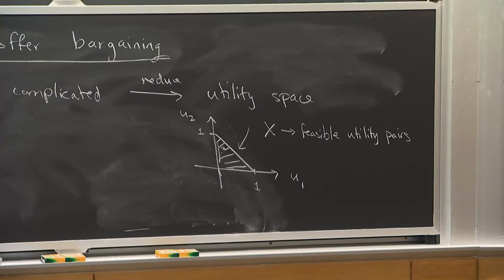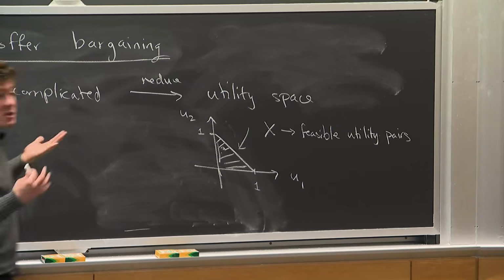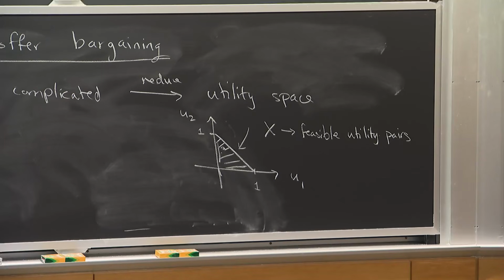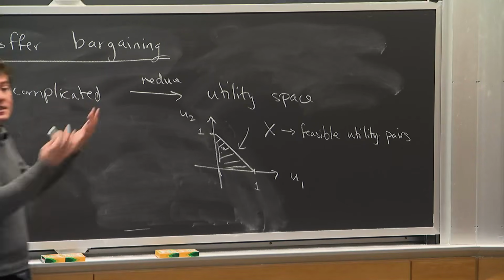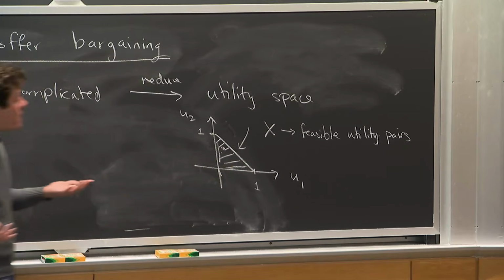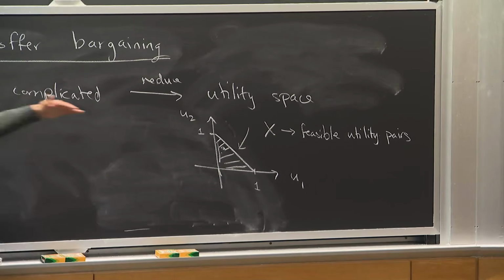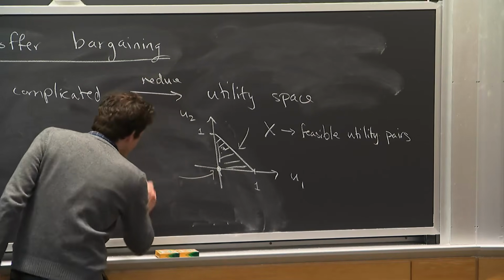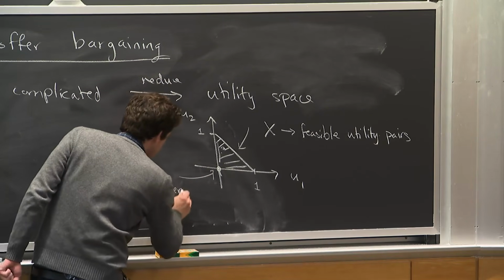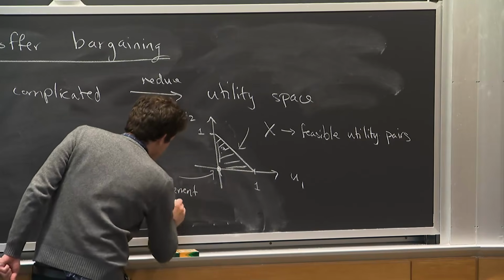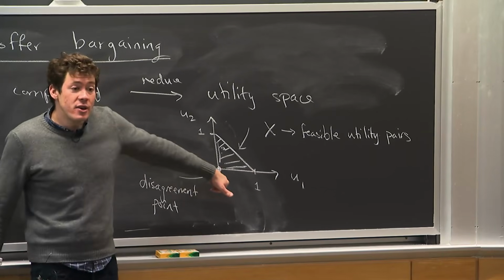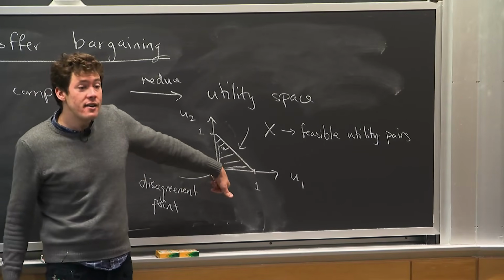And then the one more thing we have to specify, well, negotiations can always break down. So we have to say what happens if negotiations break down and we don't reach an agreement. If we don't reach an agreement, maybe we revert to the status quo. We have some disagreement outcome. But again, we want to reduce that disagreement outcome also to utility space. So we often normalize it to the origin, and this is going to be called the disagreement point. And what this says is if we don't reach an agreement, something will happen. I don't know exactly what that is, but whatever it is, we can assign utility to it, and this is going to represent the utilities we get if we don't reach an agreement.